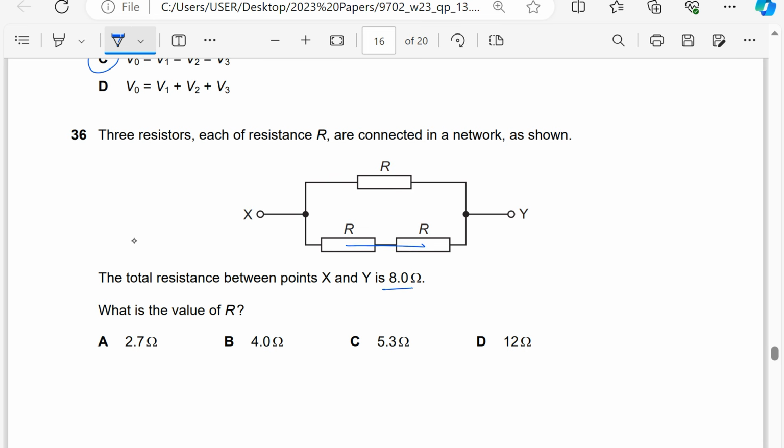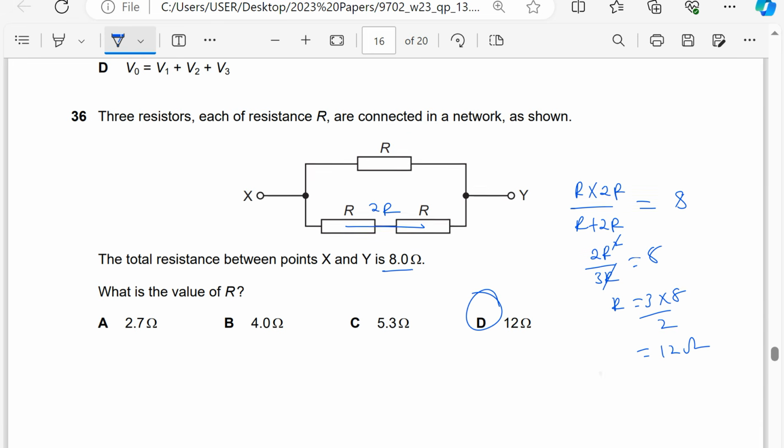So these two are in series, their total is going to be 2R, but then they're in parallel with R. So total resistance is going to be R times 2R divided by R plus 2R. That is product over the sum. This is going to be equal to 8. So that is 2R squared divided by 3R is equal to 8. One R cancels. So R is going to be 3 times 8 divided by 2. That is 24 divided by 2, which is equal to 12 ohms. So the answer here is going to be D.